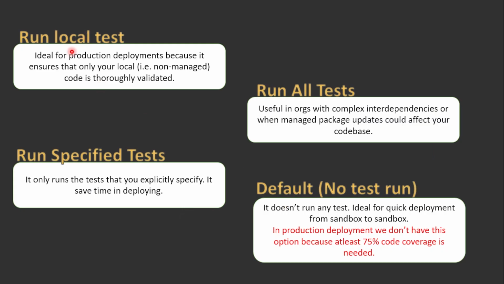Run local tests. This is ideal for production deployment because it ensures that only your local code is thoroughly validated. So let's say you have created some Apex class and you are deploying it to the target org. If you click on run local tests, it will execute all the test classes that you have created in this sandbox, and it will check the code coverage based on those test classes, right?